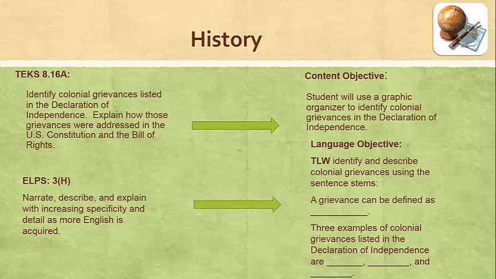So our content objective would be for students to use a graphic organizer to identify colonial grievances in the Declaration of Independence. Our language objective, our ELPS, would be 3H, to narrate, describe, and explain with increasing specificity and detail as more English is acquired. So our language objective would be for the learner to identify and describe colonial grievances using the sentence stems below. Sentence stems are great resources for ELLs as it gives them a springboard to elaborate on what they need to explain.